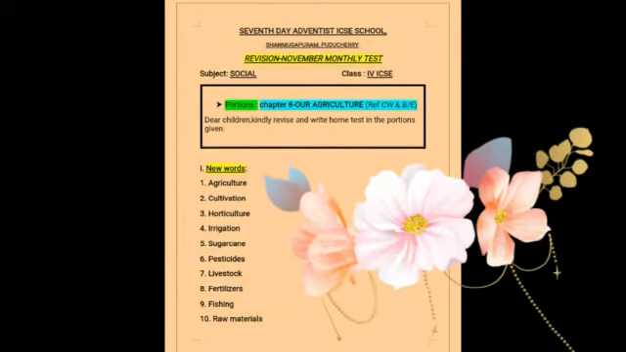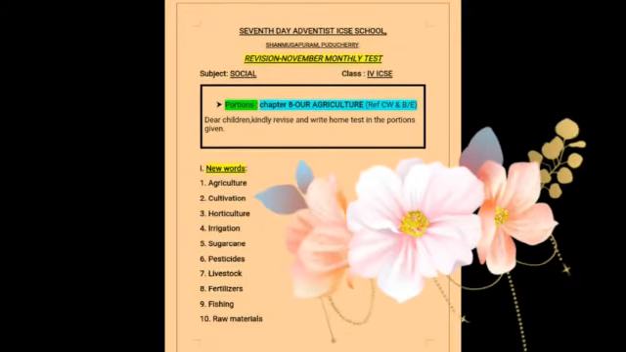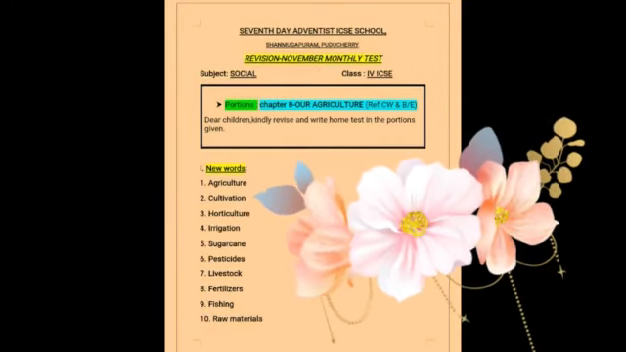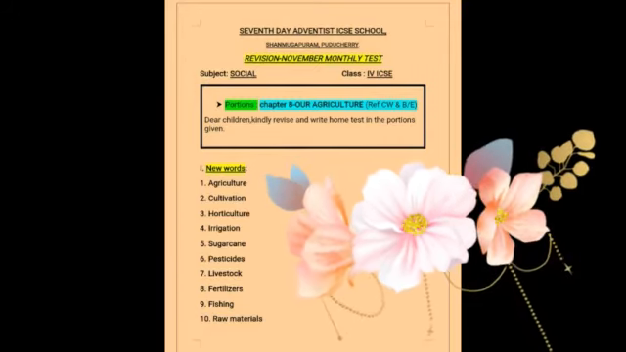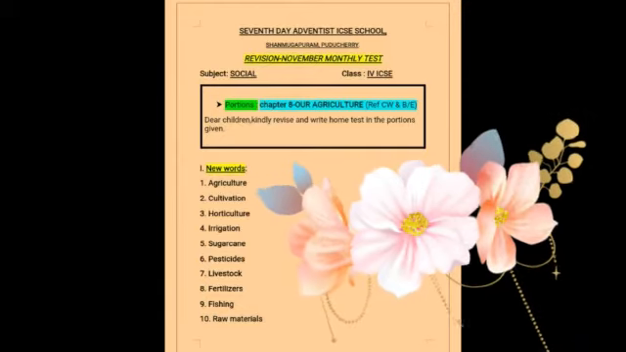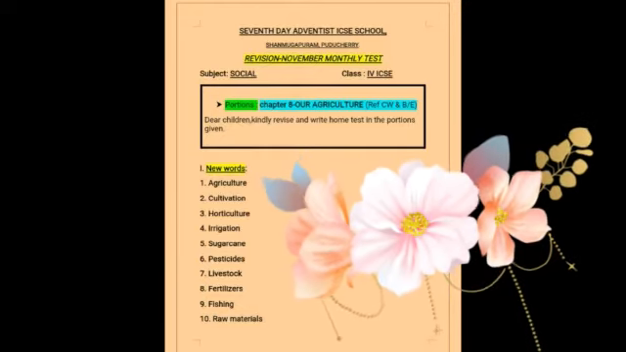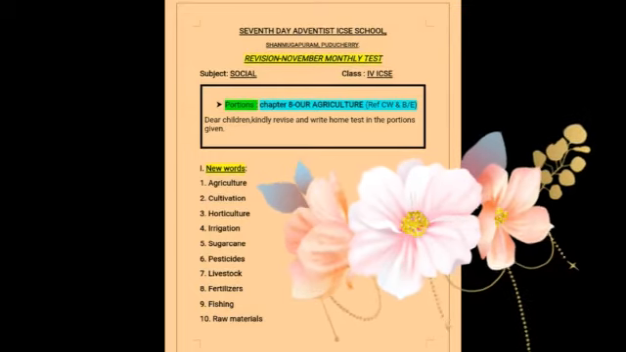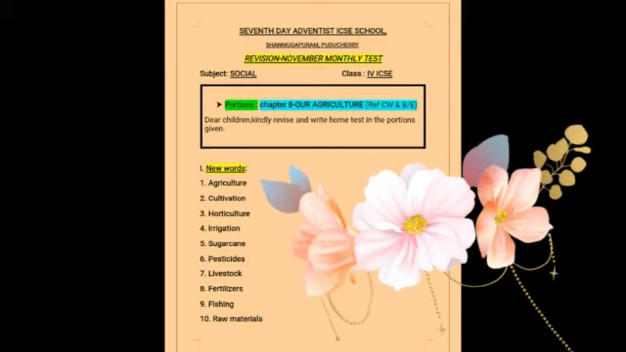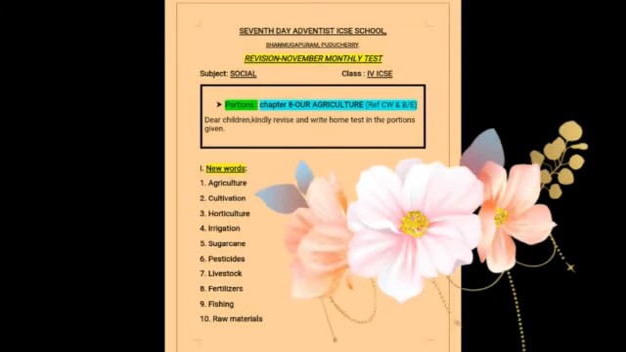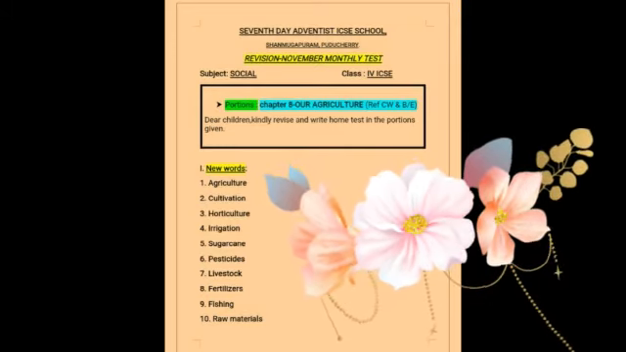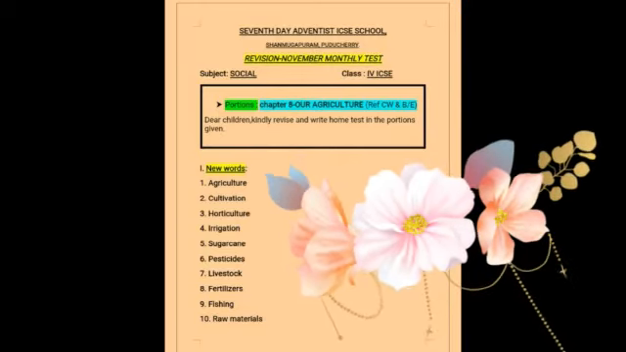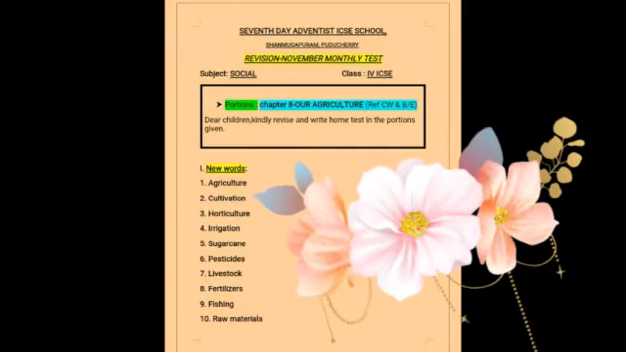So first Roman letter, we are having new words. First one, agriculture. A-G-R-I-C-U-L-T-U-R-E, agriculture. Second one, cultivation. C-U-L-T-I-V-A-T-I-O-N, cultivation. Third one, horticulture. H-O-R-T-I, horti, C-U-L-T-U-R-E, horticulture. Fourth one, irrigation. I-R-R-I-G-A-T-I-O-N, irrigation. Fifth one, sugar cane. S-U-G-A-R, sugar, C-A-N-E, cane, sugar cane.